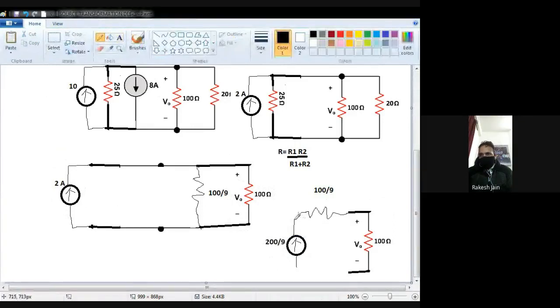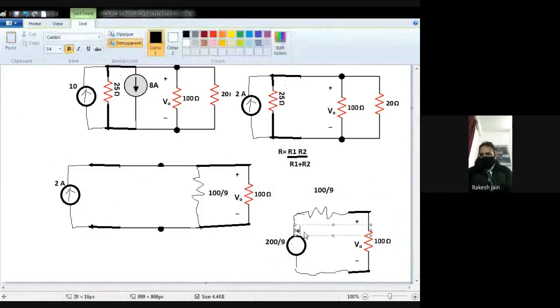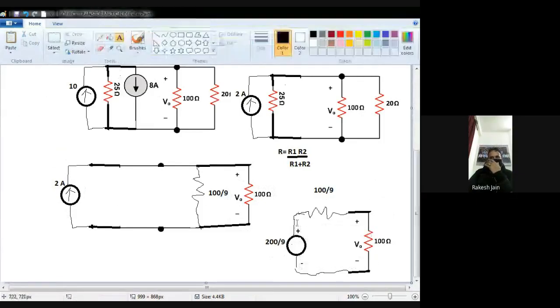Okay, and it will be a voltage source, not a current source. Now it will be a voltage source, because the arrow direction is upper side, it means upper side is plus and lower side is negative. So we can easily calculate what is the voltage across this 100 ohm.